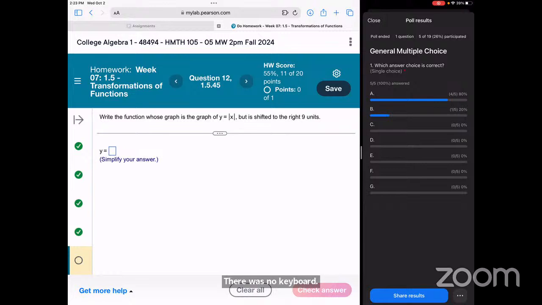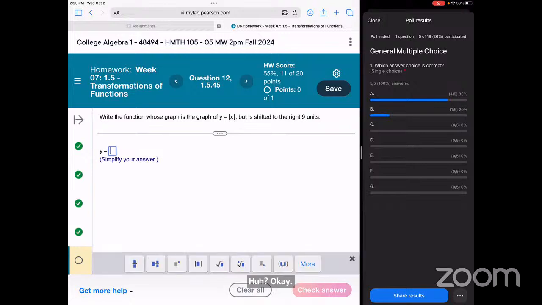So let's start with the absolute value of x. I'm just going to do, like, if I can get this working. Are you acting up? Okay.